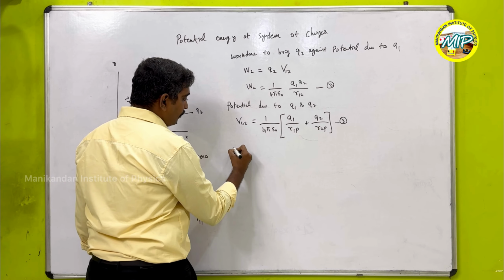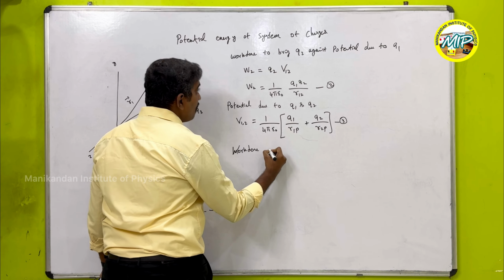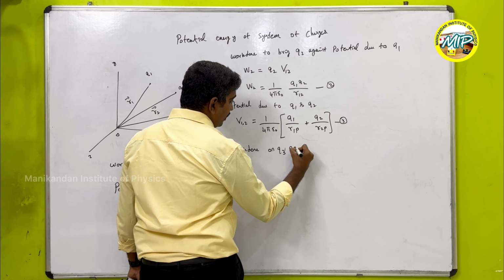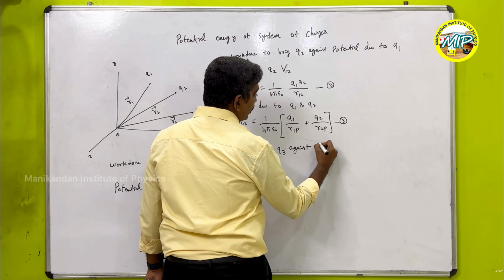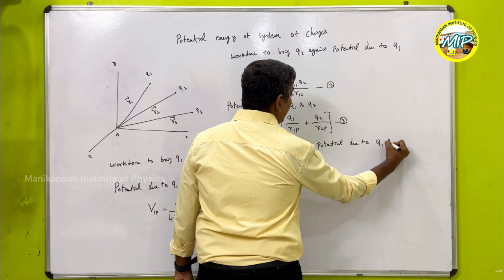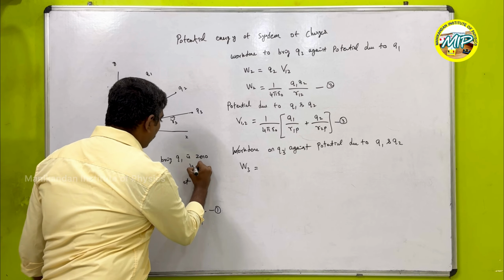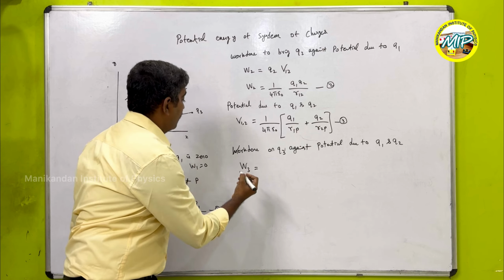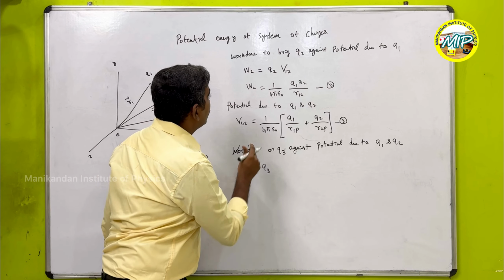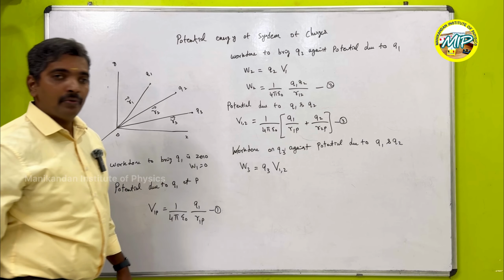So I can simply write the work done on Q3 against the potential due to Q1 and Q2. So I can simply write W3 equals to, actually W1 is 0, right? W3 equals to Q3, I am going to work against 1, 2, okay? So I should not use this 2 in here. So the potential due to 1, 2, right?